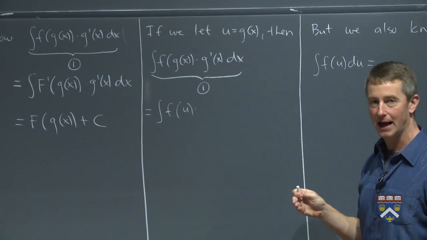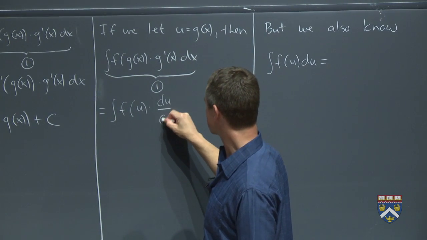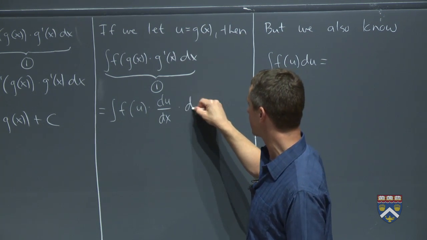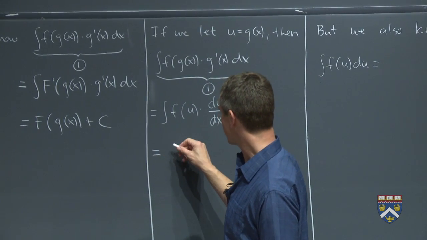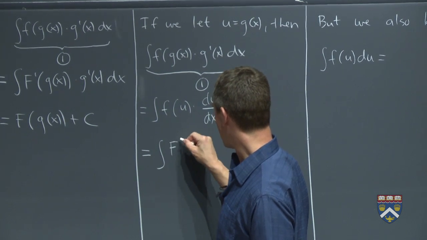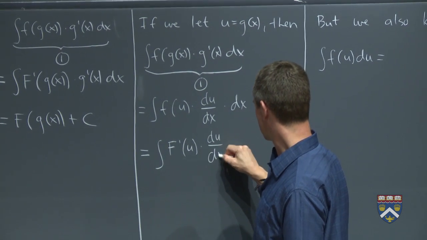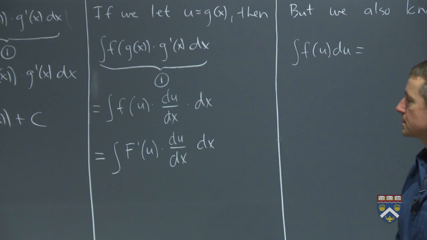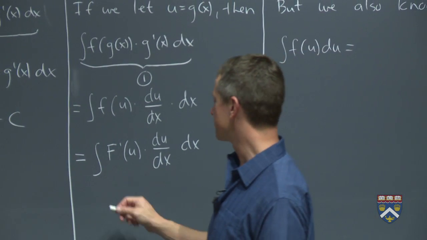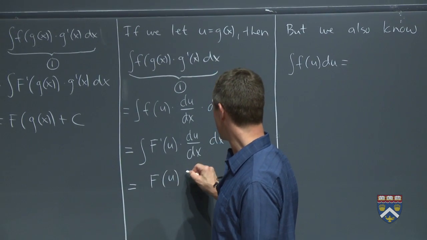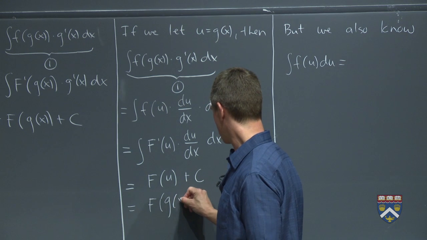Now what is g prime of x in Leibniz notation? If u is g of x, then g prime is du dx. And then the dx just stays there. But what is this? This is the same as writing big F prime of u times the derivative of u dx. And this also we can see came from the chain rule, because I've got the derivative of a function with the inside kept the same, and then times the derivative of the inside. So this is big F of u plus c, or big F of g of x plus c.